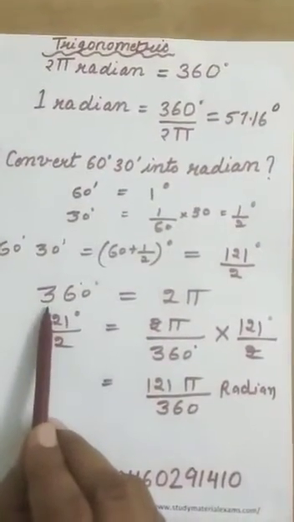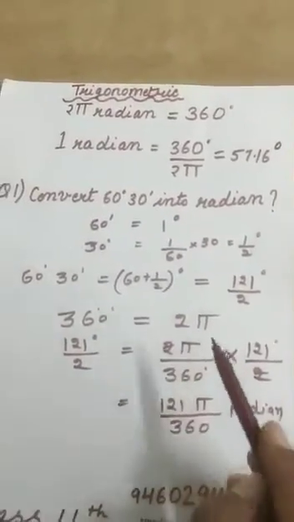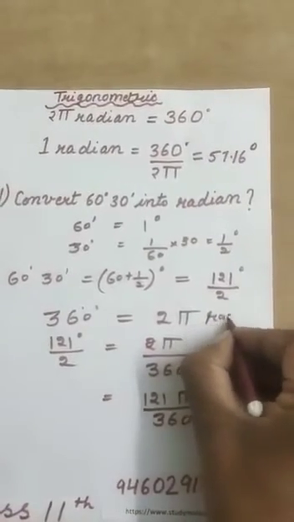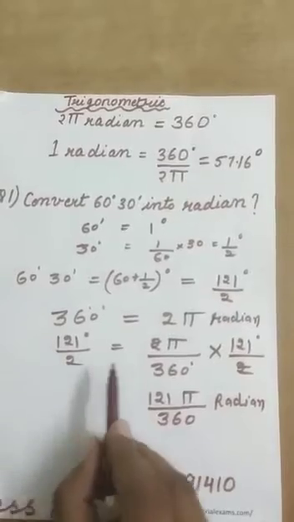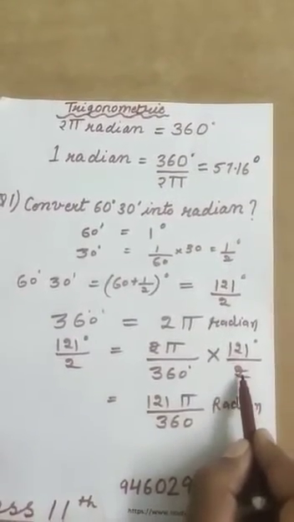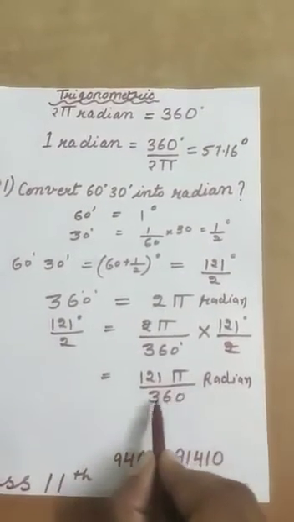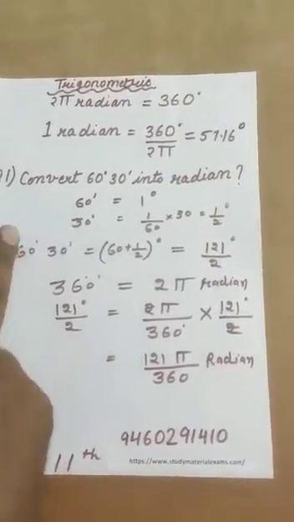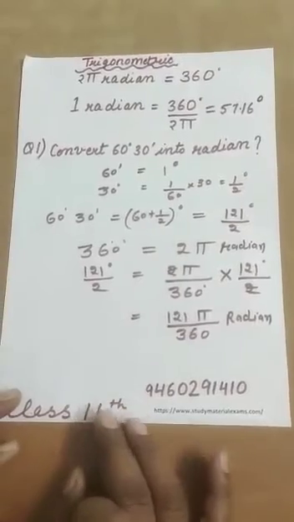Now we know that 360 degree equals 2 pi radian. Here we will write radian. 121 by 2 degree equals 2 pi divided by 360 into 121 by 2. When we solve it, it will come 121 pi divided by 360 radian. In this way, we can easily convert degree into radian. So we will move to the next question.